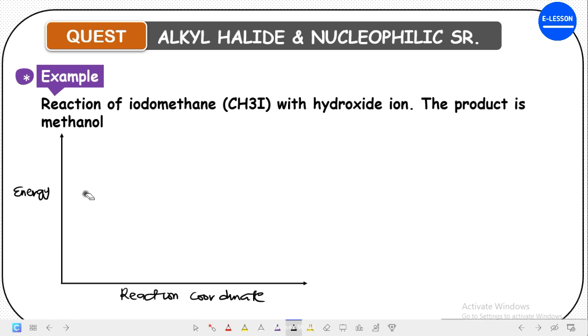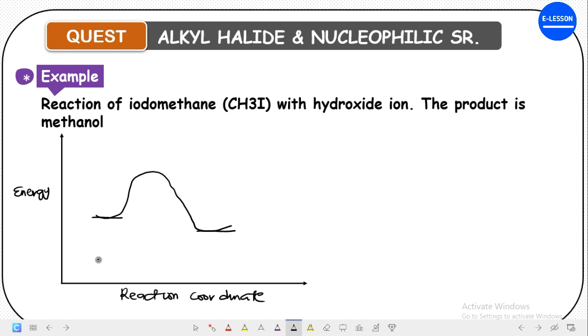I've drawn it too high. Let's say these are the reactants. Sorry. All right. Now you see the energy of the product, the way I drew it, is lower than those of the reactant.